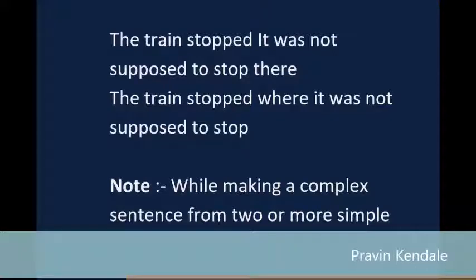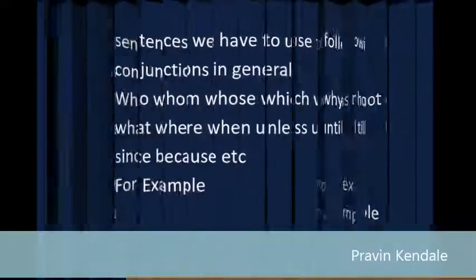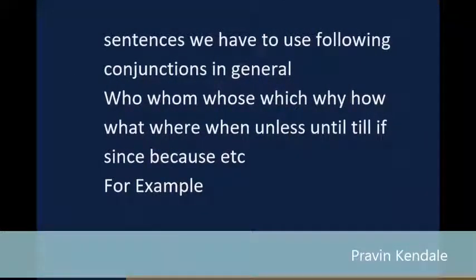Note, while making a complex sentence from two or more simple sentences, we have to use the following conjunctions in general: who, whom, whose, which, why, how, what, where, when, unless, until, till, if, since, because, etc. For example, "I purchased a house, I do not remember the date." becomes "I do not remember the date when I purchased a house."